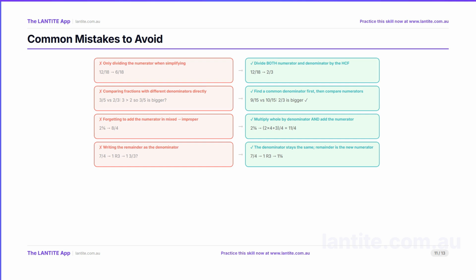Let's cover the 4 most common fraction mistakes. First, only dividing the numerator when simplifying. You must divide both the numerator and denominator. Second, comparing fractions with different denominators by just looking at the numerators. Always find a common denominator first. Third, forgetting to add the numerator when converting a mixed number to an improper fraction. You multiply the whole number by the denominator and then add the numerator. Fourth, writing the remainder as the denominator when converting to a mixed number. The denominator stays the same, and the remainder becomes the new numerator.